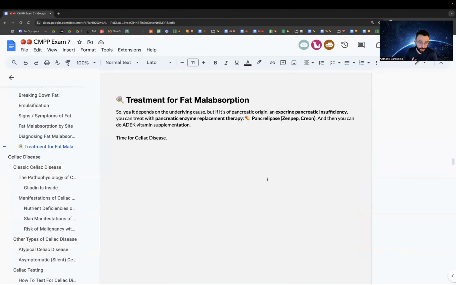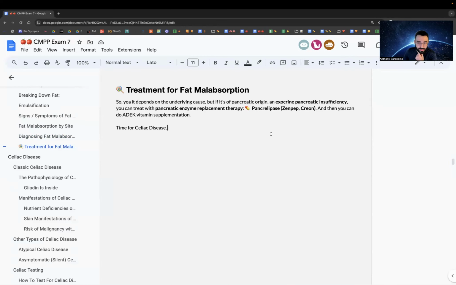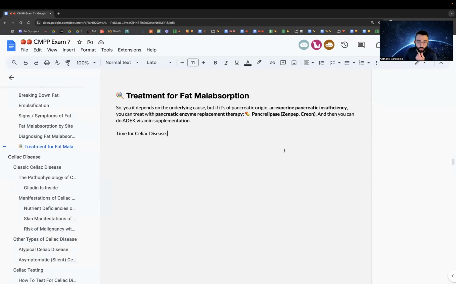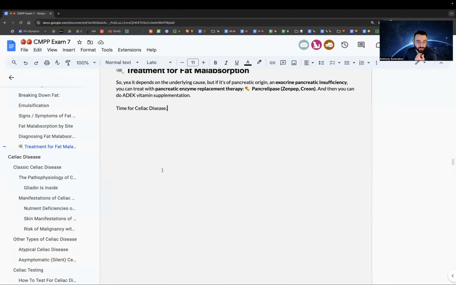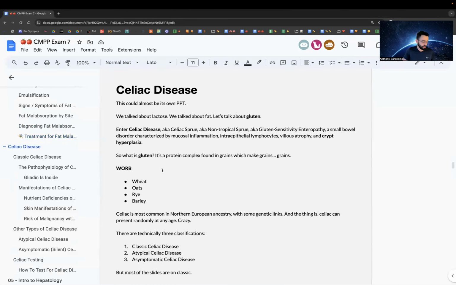Treatment for fat malabsorption, it's going to depend on the underlying cause. So if it's of pancreatic origin, an exocrine pancreatic insufficiency, you can give them a pancreatic enzyme replacement therapy like pancrelipase, also known as Zenpep or Creon. And then you can give them vitamin A, D, E, and K as a vitamin supplementation. Okay, let's talk about celiac disease, and then we'll be done.